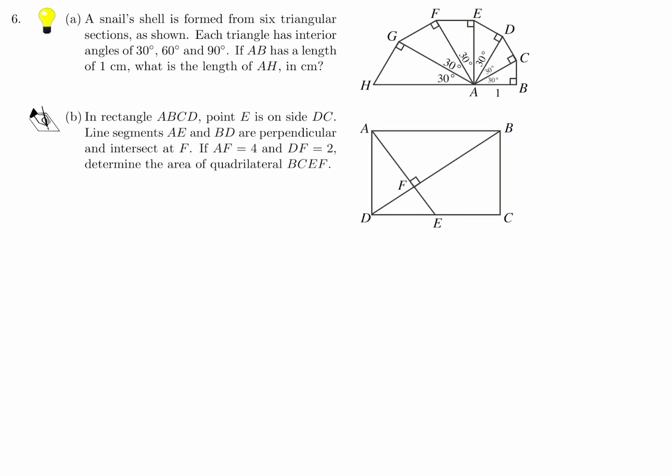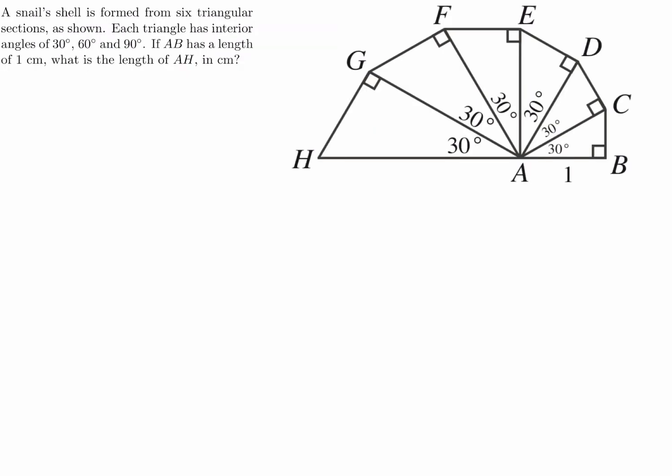A snail's shell is formed from 6 triangular sections as shown. Each triangle has interior angles of 30, 60, 90. If AB has a length of 1, what is the length of AH in centimeters? This question, of course, at the heart is the 30, 60, 90 triangle. In any 30, 60, 90 triangle, for example this first one, the ratio of the sides is always as follows: 1 for the side opposite 30, 2 for the side opposite the 90, and root 3 for the side opposite the 60. That is the ratio of the sides.